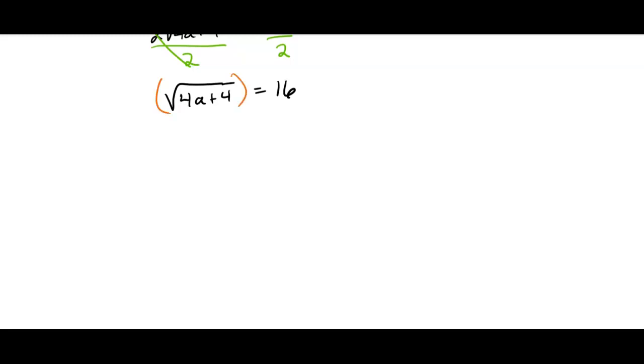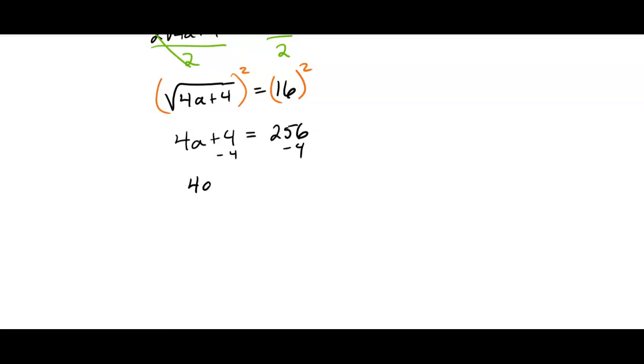It's a square root, so we're going to square both sides, and I'm going to get 4a plus 4 equals 256. I think it's 256. Let me double check that real quick. 16 squared. Yep, 256. Okay, subtract the 4 from both sides.